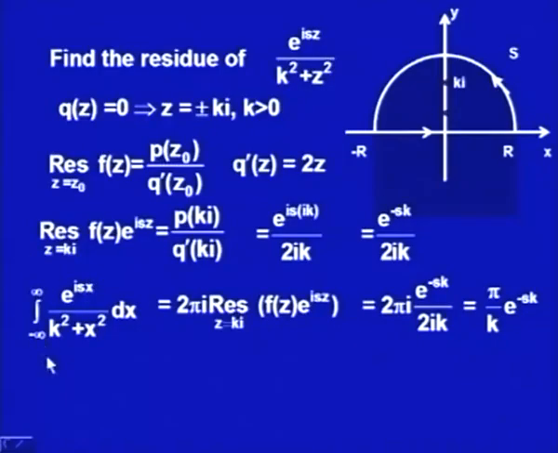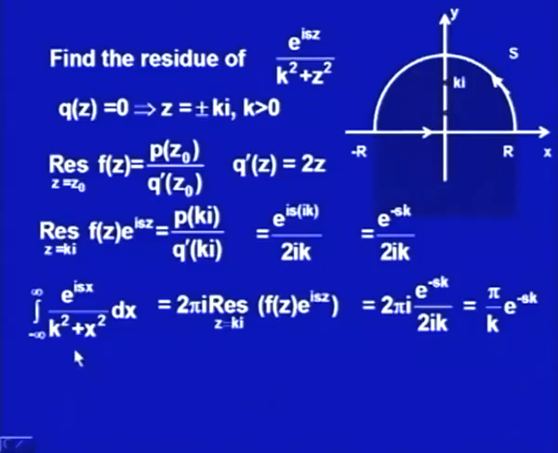So what we have got is the integral from minus infinity to plus infinity of e to the power isx upon k square plus x square dx is equal to π upon k e to the power minus sk. Now this e to the power isx we could write as cos sx plus i sin sx. So we would get two integrals: one is cos sx upon k square plus x square dx, another would be the integral from minus infinity to plus infinity of sin sx upon k square plus x square dx, with plus i. That is, we would be getting the real and imaginary parts.